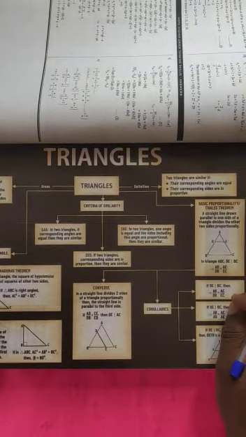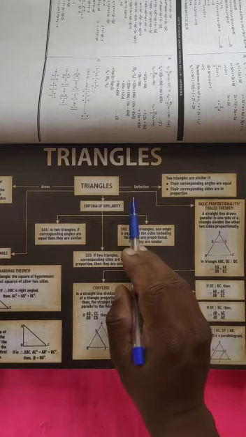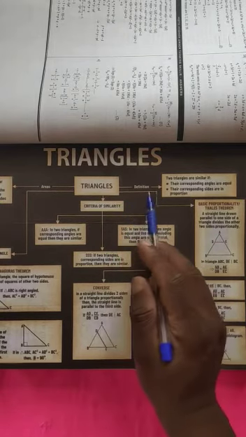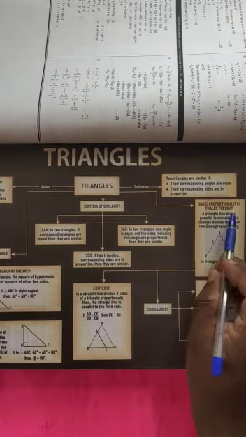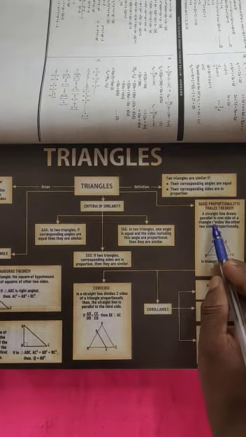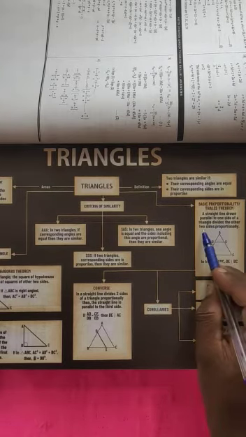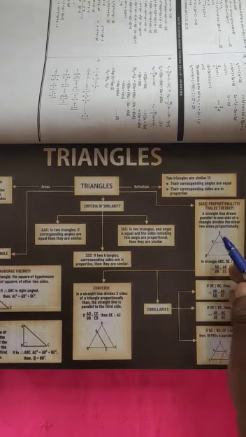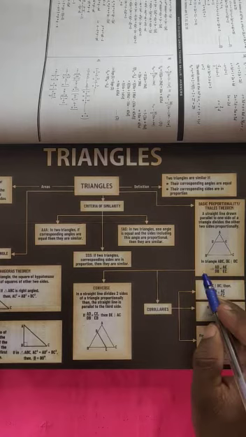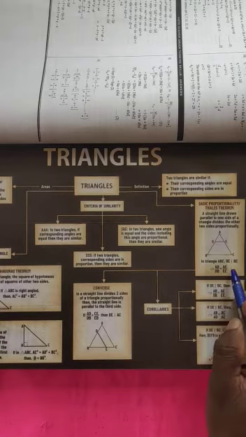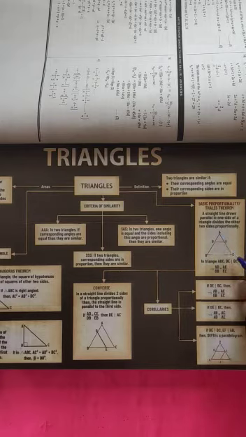Based on triangles, the fundamental theorem is known as the basic proportionality theorem, or BPT theorem, or Thales theorem, right? A straight line drawn parallel to one side of a triangle divides the other two sides proportionally. In the given figure, in triangle ABC, DE is parallel to BC, then AD by BD is equal to AE by EC. That is the basic proportionality theorem. We have another session on how to prove the given theorem, right?